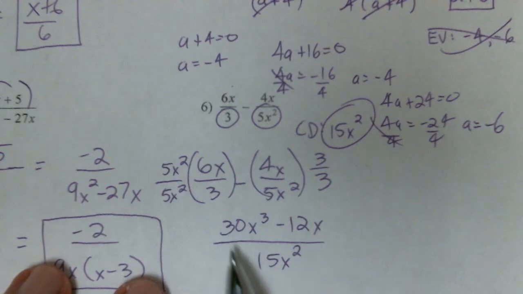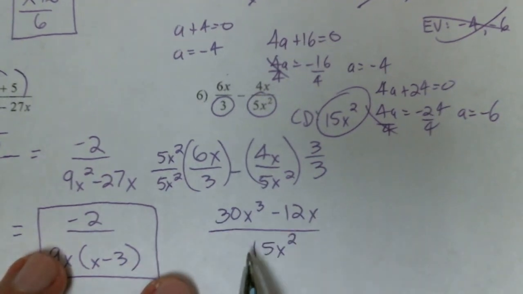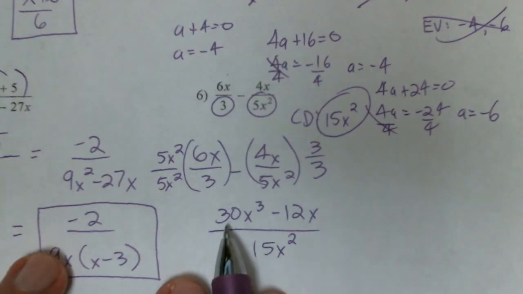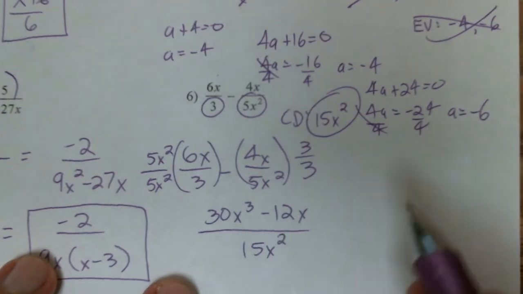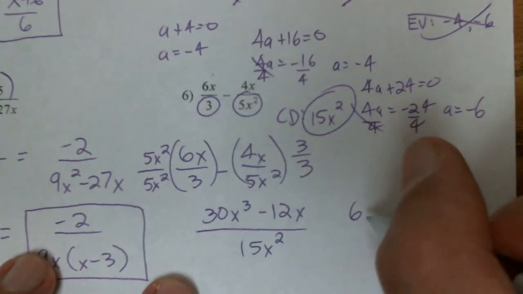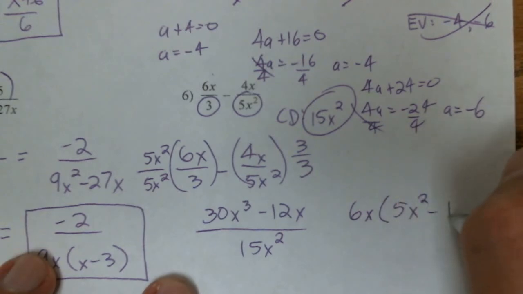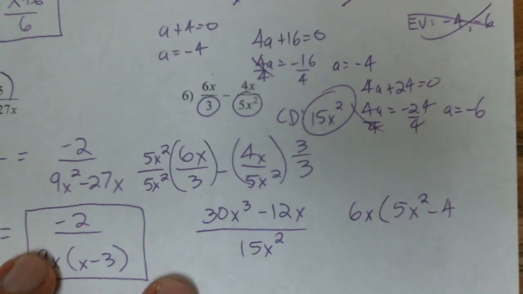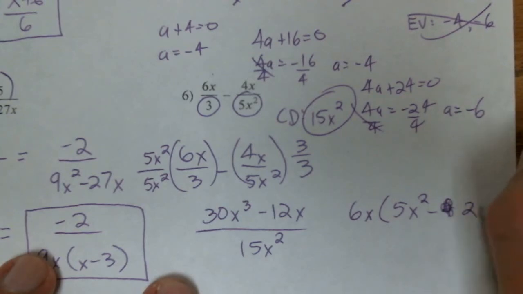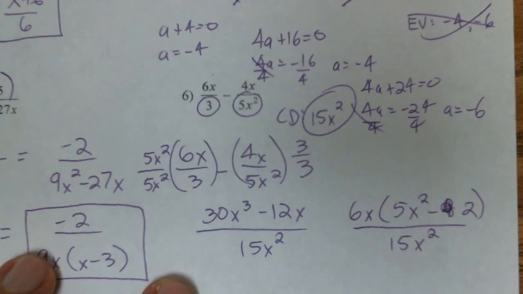Okay, but I see x's everywhere, okay? 3's, everything's divisible by 3, so I know I can at least pull out a 3. Can I do anything better? 4, no. 6, I can pull out a 6 from the top. So if I can factor out, that's got 3 x's and that's got 1 x, so I can only pull out a 6x. That's going to leave me with 5x squared minus 2 over 15x squared.